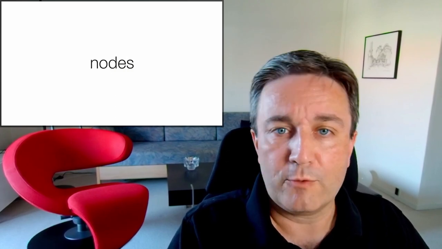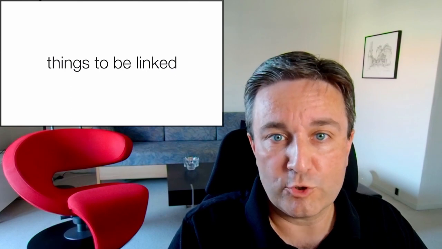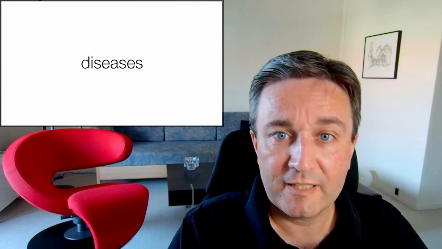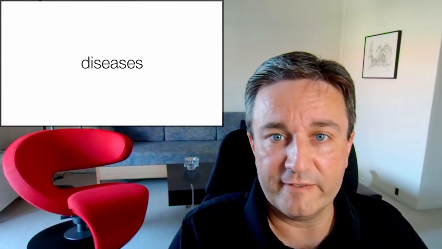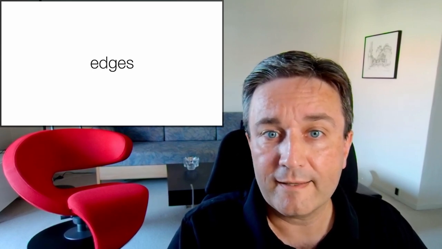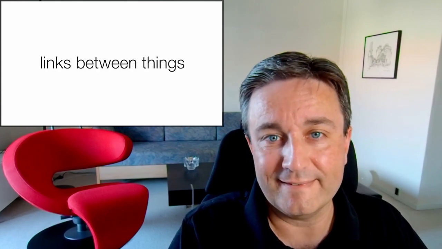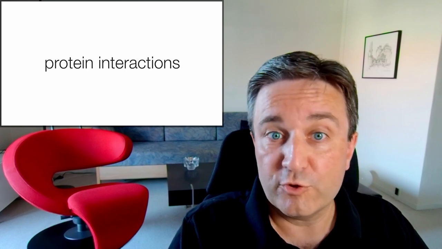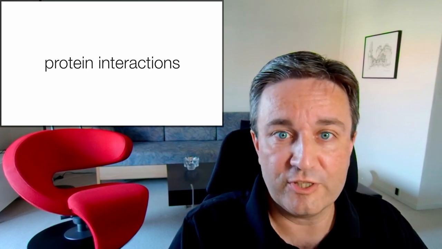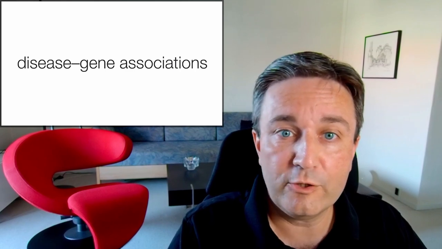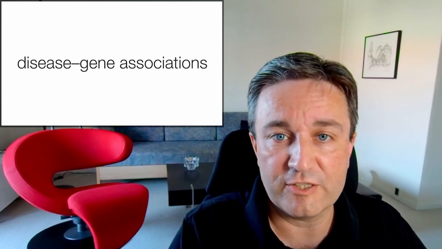The nodes in the network represent the things that we want to link to each other. So that could be genes, it could be proteins, it could be diseases, or it could be many other things. Meanwhile, the edges represent the connections or the links between the things. So that could be protein interactions telling you which proteins interact with each other. It could be disease comorbidities telling you which diseases go together in patients. Or it could be gene disease associations telling you which genes are involved in which diseases.